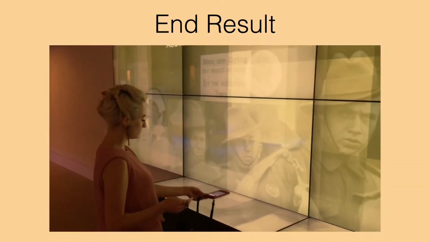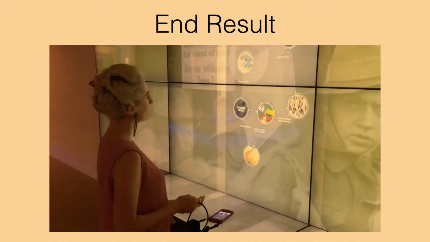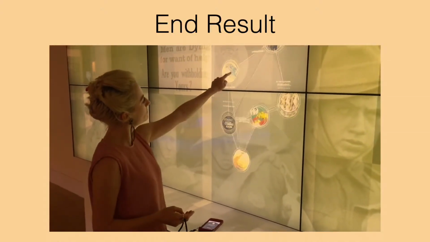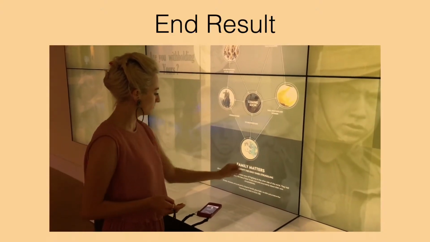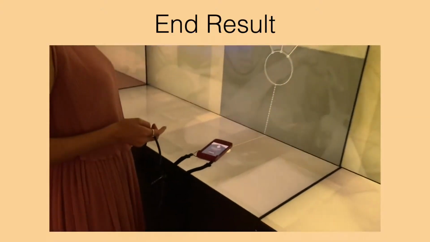When you put it all together, this is the end result. The user places the device on the table, the fiducial marker is detected, and the tour selection displays. The user chooses their tour on the wall, and the result is then communicated to the device.